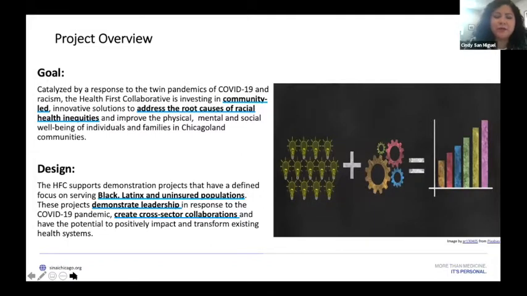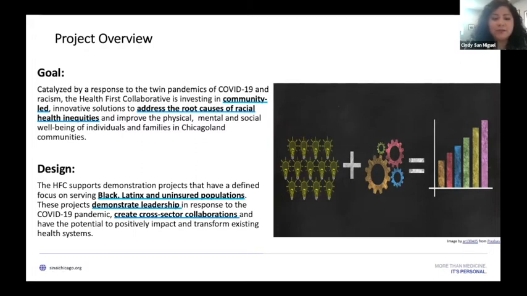So I want to get us started with just a brief history on how this project got started. The project was kicked off fairly recently in the summer of 2020 in light of the public murder of George Floyd and the community's response to this tragedy. Several Chicago-based foundations decided to pool their resources to have a collective impact on the twin pandemic of COVID-19 and the historical racial injustices that have plagued the Chicagoland area. And so the purpose of the Health First Collaborative, or I'll use the acronym HFC throughout this presentation, is to address the root causes of health inequities and to improve the physical, mental, social well-being of individuals and families in the Chicagoland area. The Health First Collaborative aims to support demonstration pilots that can be replicated and/or scaled.